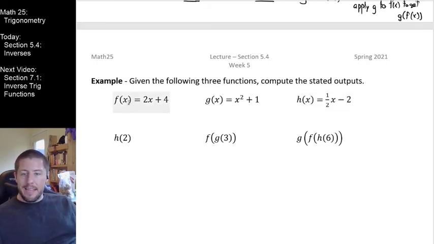They're going to do things like take in x. The f machine is going to take in x. It's going to first multiply it by 2, and then it's going to add 4 to it, and it's going to give you back whatever the output is.